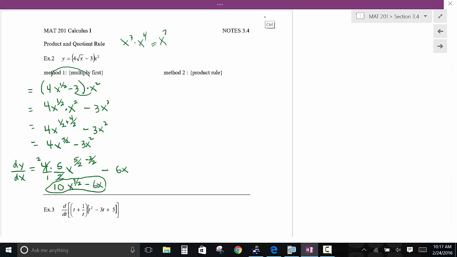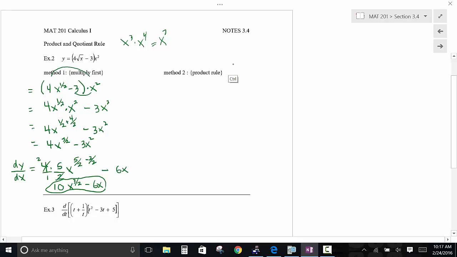So first thing I want to do before I do the product rule, let's write this as 4x to the 1/2 minus 3 times x squared. Okay? And again, what we're doing is first times derivative of second plus second times derivative of first, in that order. Okay, so let's put this together and see if it's any easier this way. This may be just about as hard. I don't know.